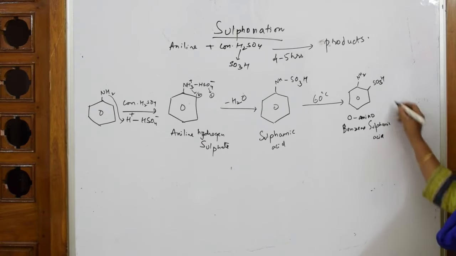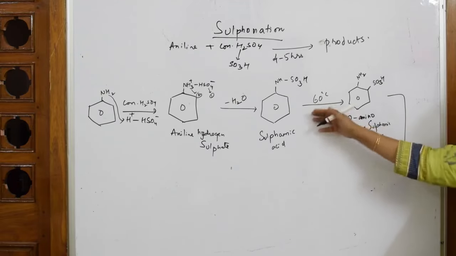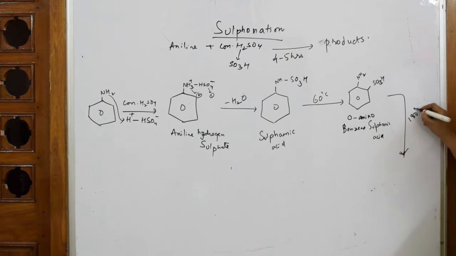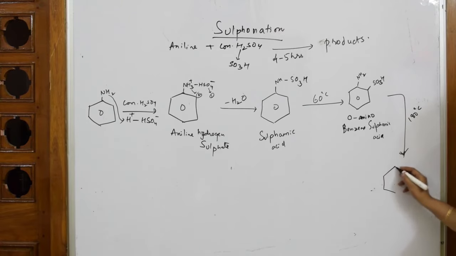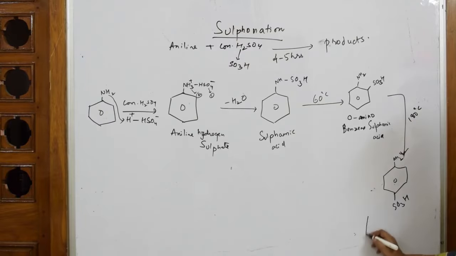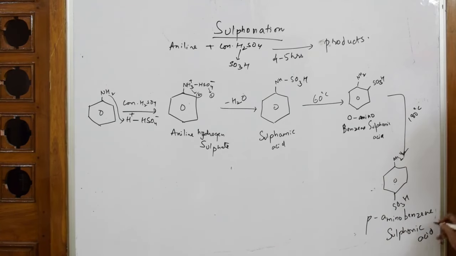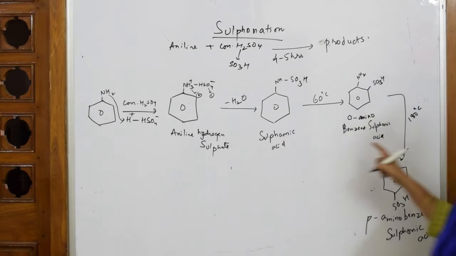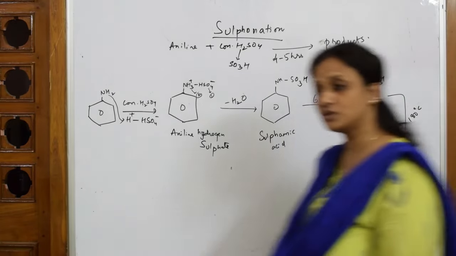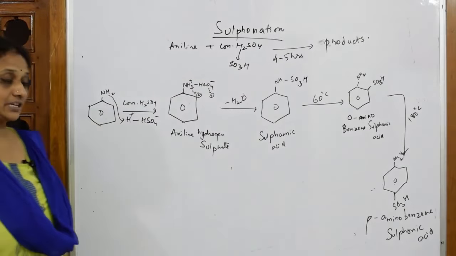Done. Now this ortho amino benzene sulfonic acid, when you increase the temperature to 180 degrees, you get a compound called para amino benzene sulfonic acid. This is sulfamic acid. This is sulfonic acid. So this is how sulfonation is done in the case of aniline.